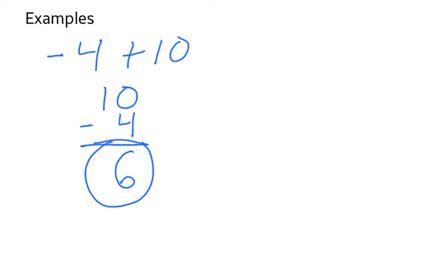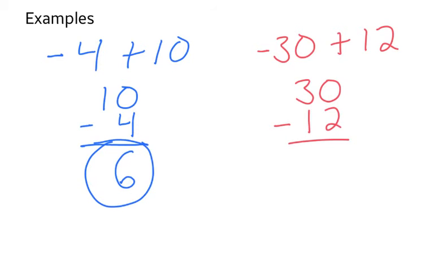Let's take a look at another example. Let's say that I have negative 30 plus 12. Again, we have different signs, negative 30, positive 12. So different signs, difference, I'm going to subtract, which means that I'm going to take my 30, because it's bigger, and subtract 12 from that. 30 minus 12 would be 18.